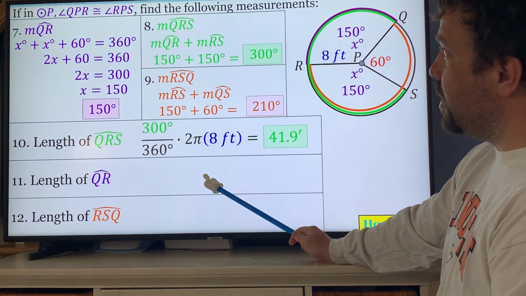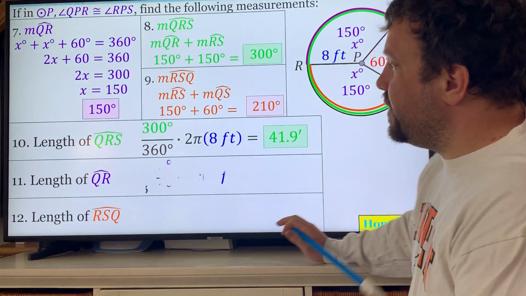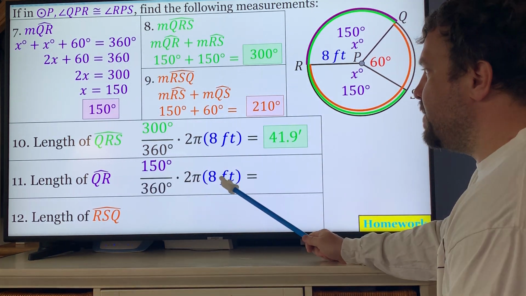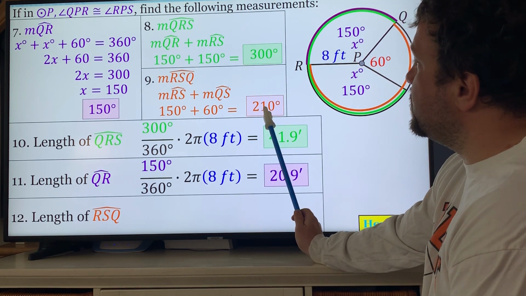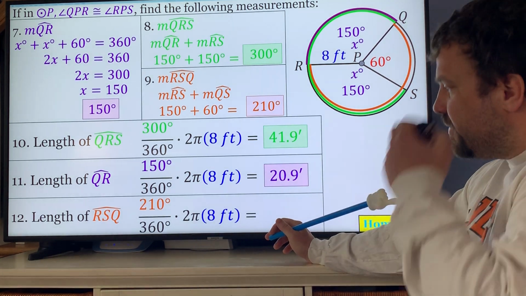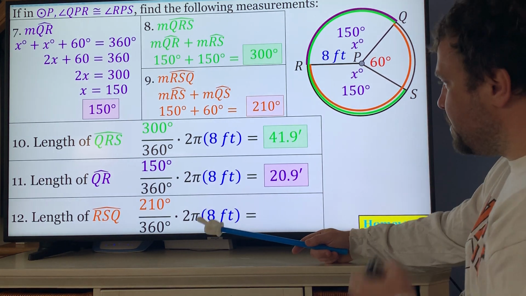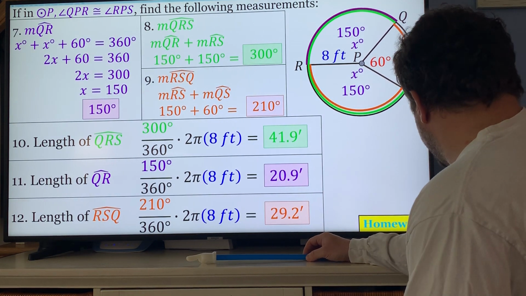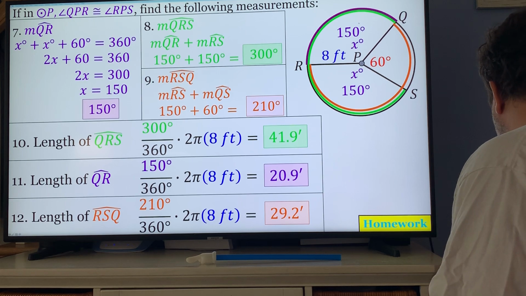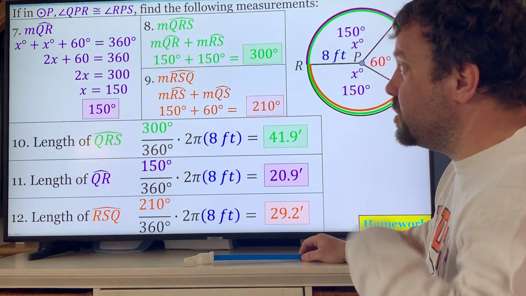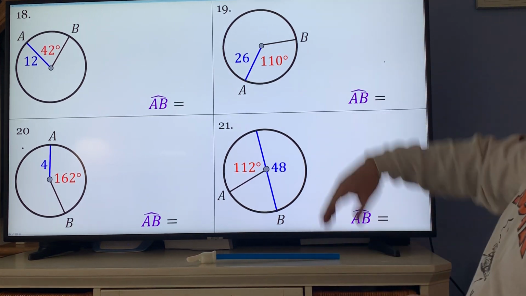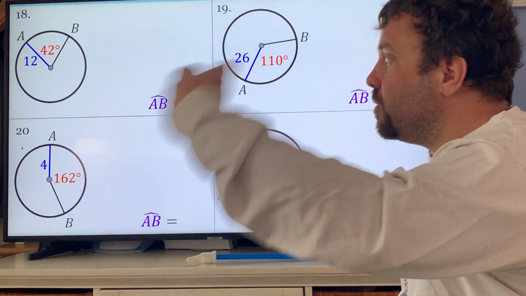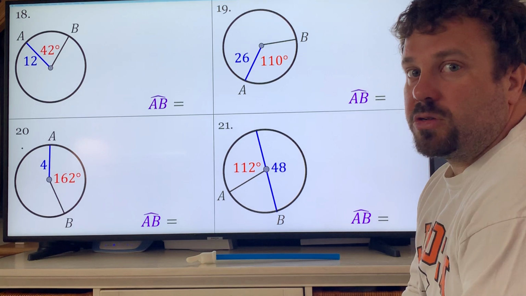Hopefully you got these two. QR, we said was 150 divided by 360 times 2 pi 8 again. 20.9 feet. RQS, we said was 210. 210 divided by 360 times 2 pi 8 is 29.2. All right? Any questions with these problems? We're just going to do a couple more, and then we'll be done. Let's just do a bunch of these. I'm just going to go over them. So do all these on your own, and then we're going to go over all the answers together.